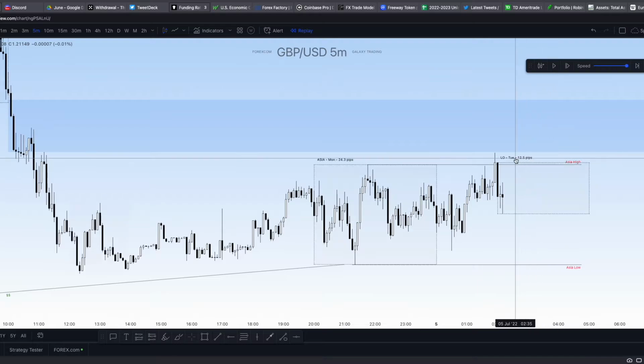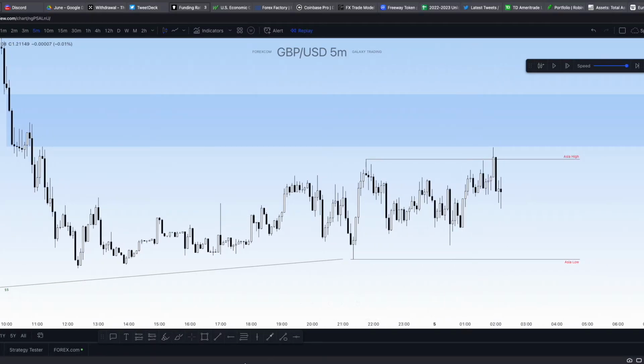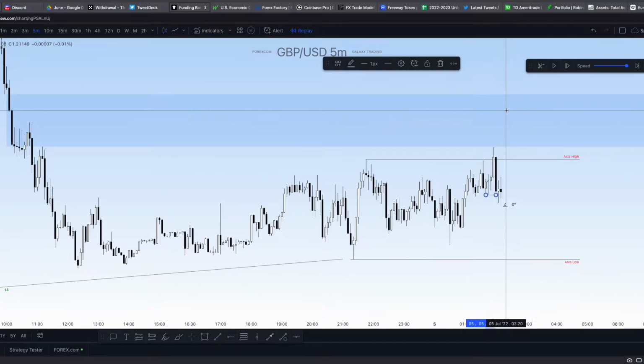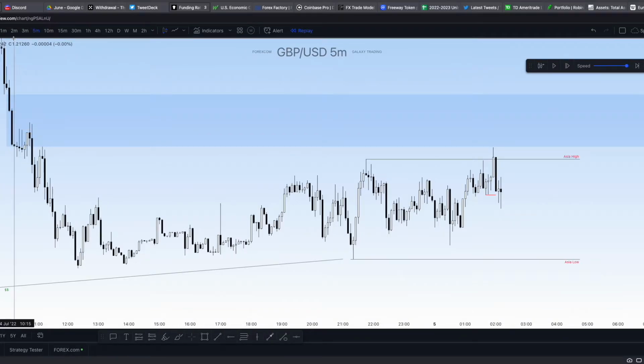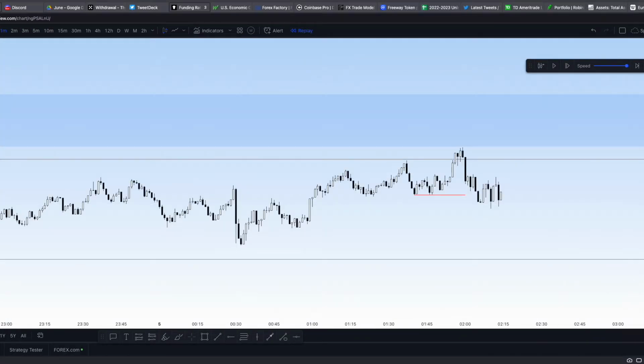So you can see we got a clear raid of the high, of Asia high. Take the sessions off. And we actually broke structure. So we're just gonna mark that out, keep that in mind. Now let's dive into the lower time frame.